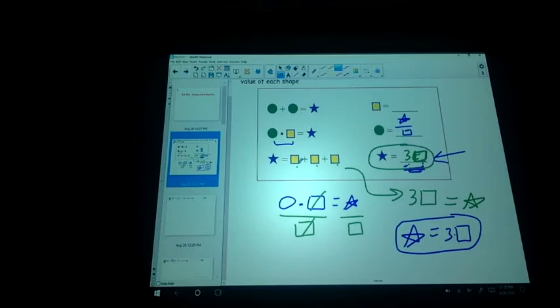And how did we get there? Well, I had 1, 2, 3. If I add them together, how many squares do I have? 3. Right? I have star equals 3 times square. I want to know what square is equal to, and I'm going to try and decipher that from here. So 3 times square equals star. So square has to equal what? Star divided by 3. Let's go. Star divided by 3. Okay?